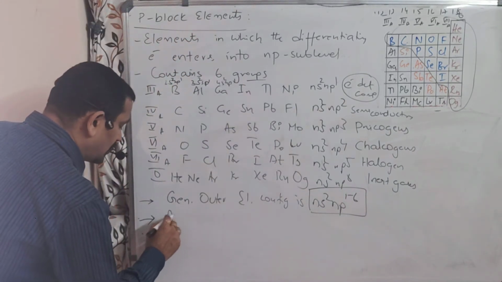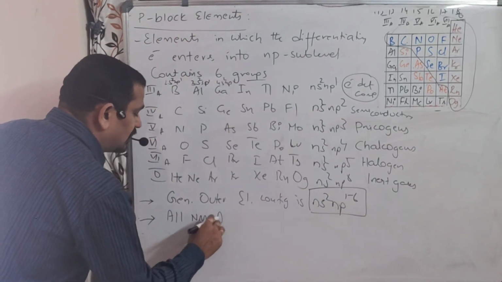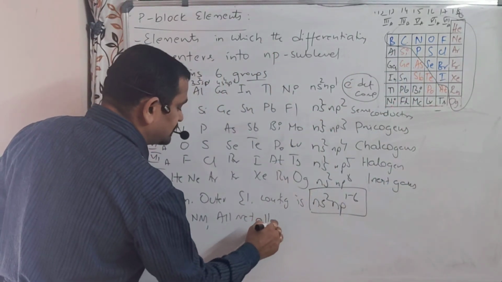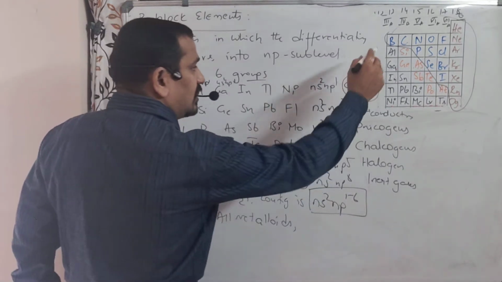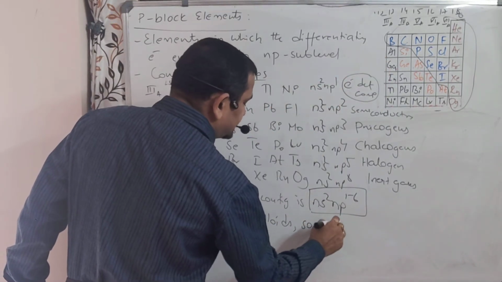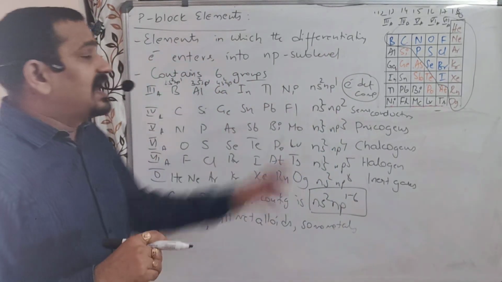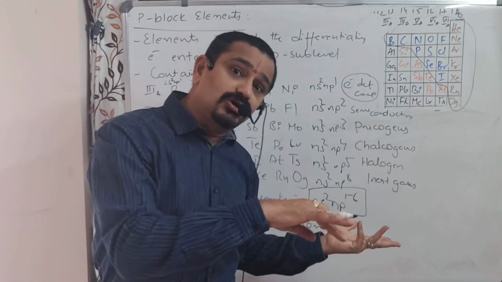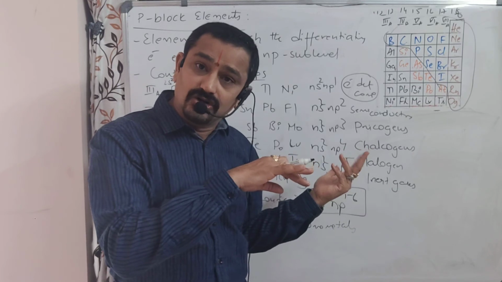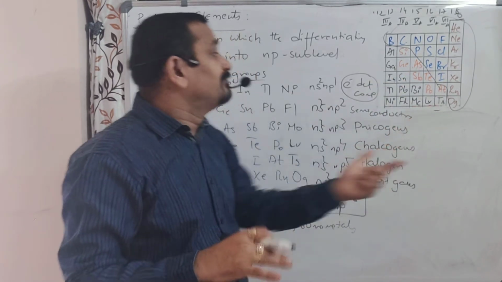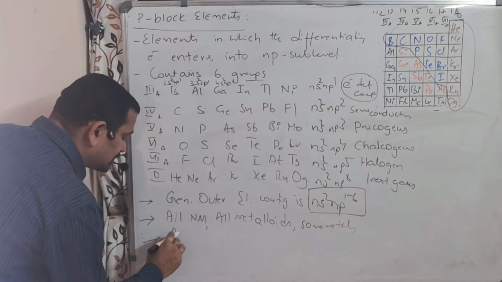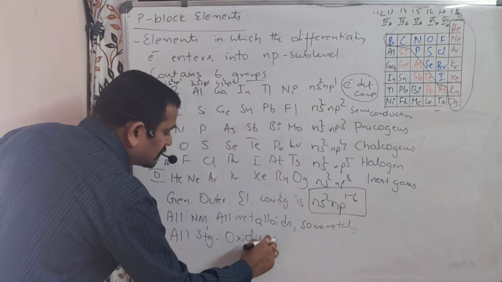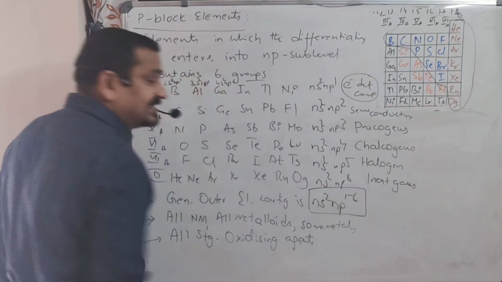So it contains all non-metals, all metalloids. See, most of the metalloids are here only. All metalloids and some metals are present in p-block. That's why, as all non-metals are present here, it means all strong non-metals are present in the same block. Yes or no? That's why we can say p-block contains all strong oxidizing agents.